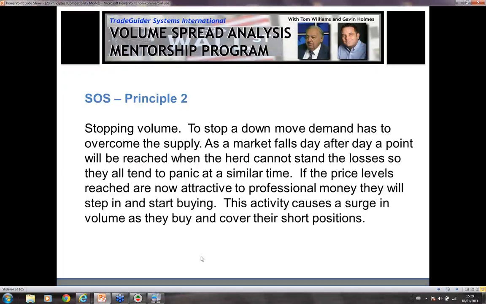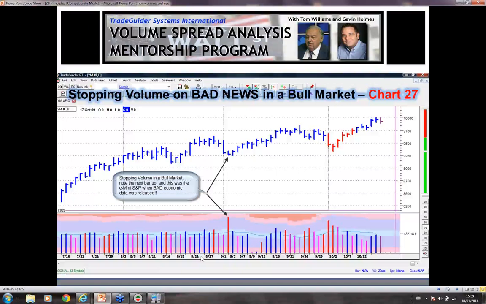Be aware that it's probably the market maker holding the market up, but you must be aware of it. So to stop a down move, you have to have some demand coming in. As a market falls minute after minute or day after day or month after month, a point will be reached when the herd cannot stand the losses, so they all tend to panic at the same time. If the price levels reached are now attractive to professional money, they will step in and buy. This activity causes a surge in volume as they buy, cover their short positions.